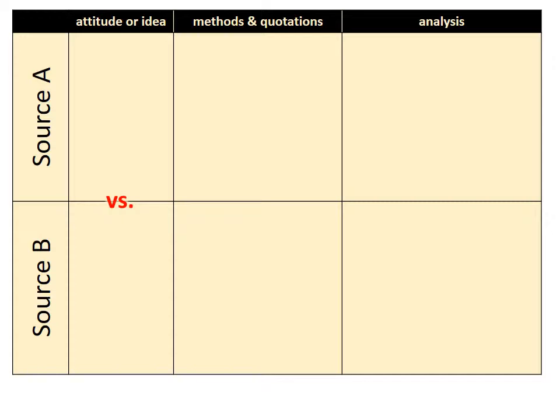So we might think of this as a sort of grid, really, comparing the two sources: what their ideas and attitudes are, what their methods are, and then analysing those methods to show that we've got a bit of depth to our answer. So for example, if you've read through source A, you'll know it's far more humorous. It sees the funny side in terms of homework and school.